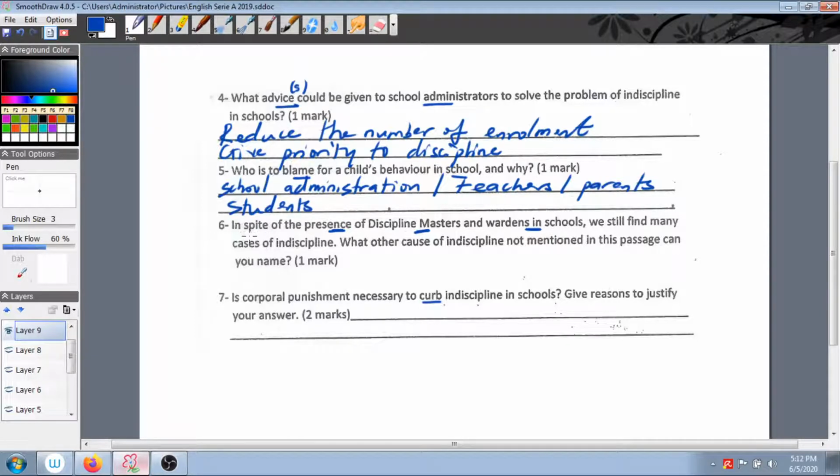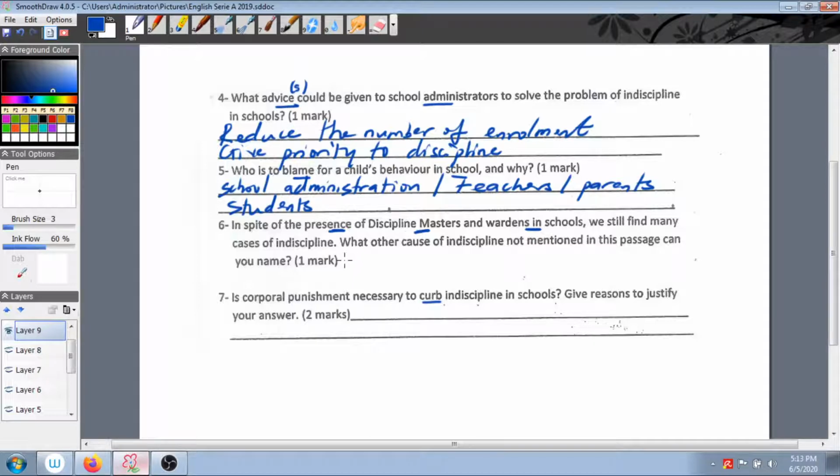Okay, so number 6. In spite of the presence of discipline masters and wardens in schools, we still find many cases of indiscipline. What other cause of indiscipline not mentioned in this passage can you name? Alors, comme on disait tantôt ici, c'est nos propres idées. Qu'est-ce qui peut causer l'indiscipline, malgré le fait qu'il y a des surveillants généraux et des chargés de discipline? Okay, so I might say some schools do not enforce school rules. They're laxist.